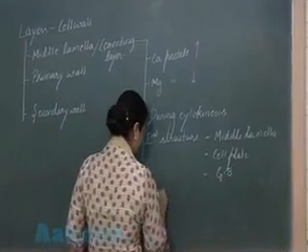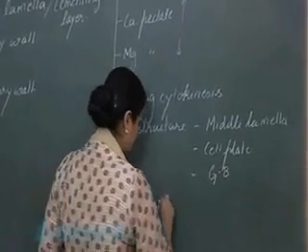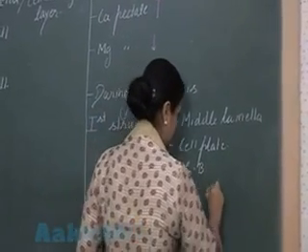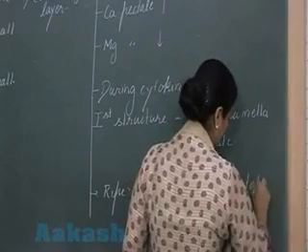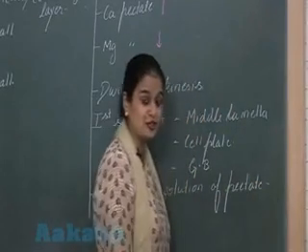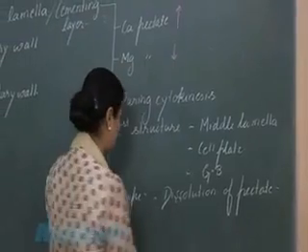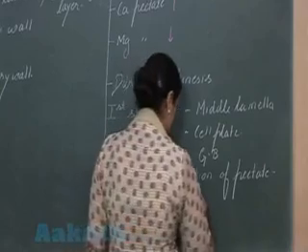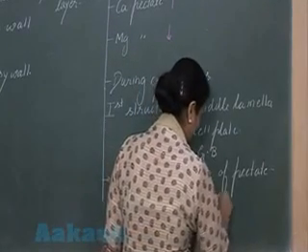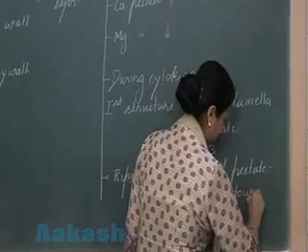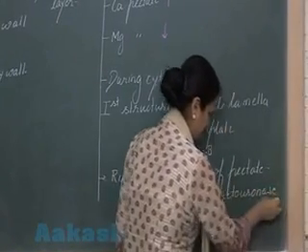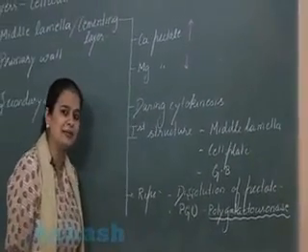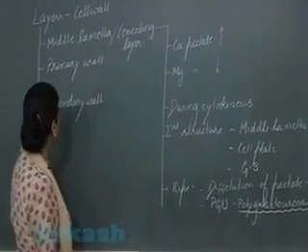So fruits ripen due to the dissolution of pectate present in the middle lamella. And the enzyme involved in the dissolution of the middle lamella is PGU. The full form of this is polygalacturonase.